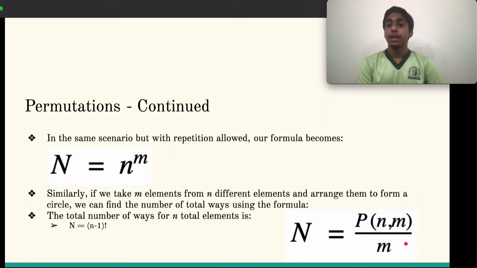So that is going to be divided by m. And that's how we get the total number of ways you can arrange these elements in a circular shape. And now when you're talking about the total number of ways for n total elements to be chosen, right? You want n elements out of n total elements, it's going to be n minus 1 factorial. So again, those are some simple formulas that we're going to use when we're using permutations.